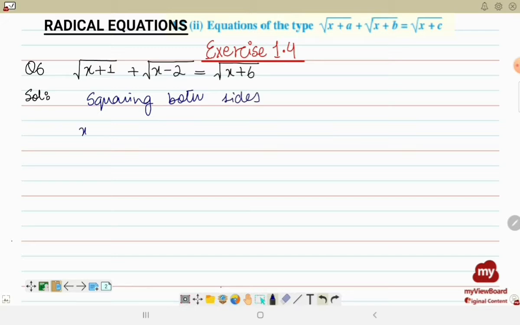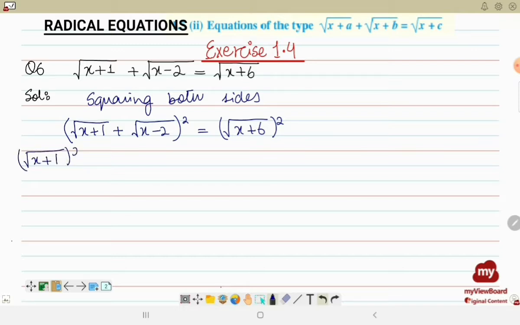So we'll get square root of x plus 1 plus square root of x minus 2 whole square, and on the right hand side we'll also take the square. Now we'll solve the left hand side, which has become now the identity. We'll open it. So square of first term plus 2ab means we are going to multiply the two terms, and the square of the last term, which is x minus 2 whole square. And on the right hand side, square will get cancelled by the root, and we are left with x plus 6.